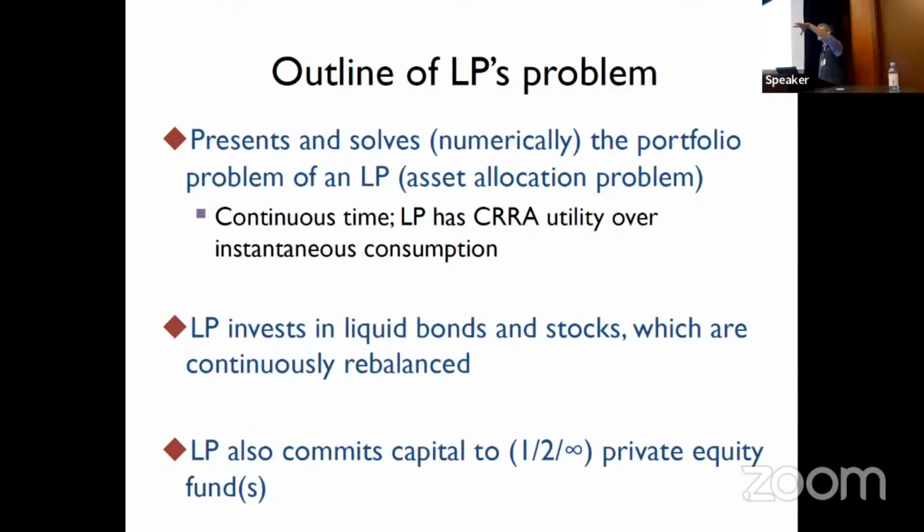As Mark was describing, we're presenting and numerically solving the portfolio problem of a limited partner. This is an asset allocation problem, a pretty standard approach. This is a continuous time portfolio problem with carry utility. The investor is dynamically reallocating investments in liquid stocks and bonds. This is perfectly standard; we can think of this as the workhorse model in this literature. The LP also commits capital to, in this case, 1 to an infinite number of private equity funds.